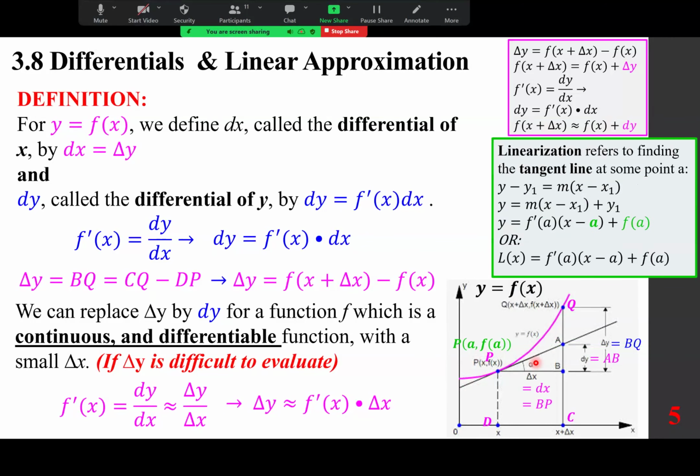What I want to show you is that the point slope says y minus y1 equals m times x minus x1. I move the minus y1 to the other side, becomes positive y1. I change the m to f prime of a, x1 to a, y1 to f of a, and now we call this y equals L of x, which means the tangent line. L of x is f prime of a times x minus a plus f of a.